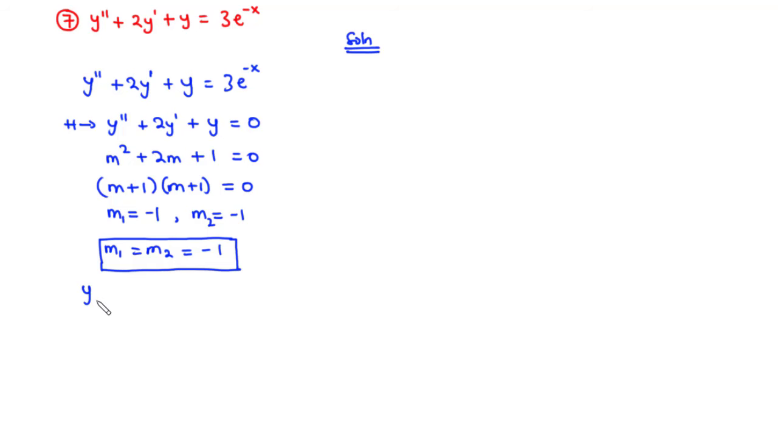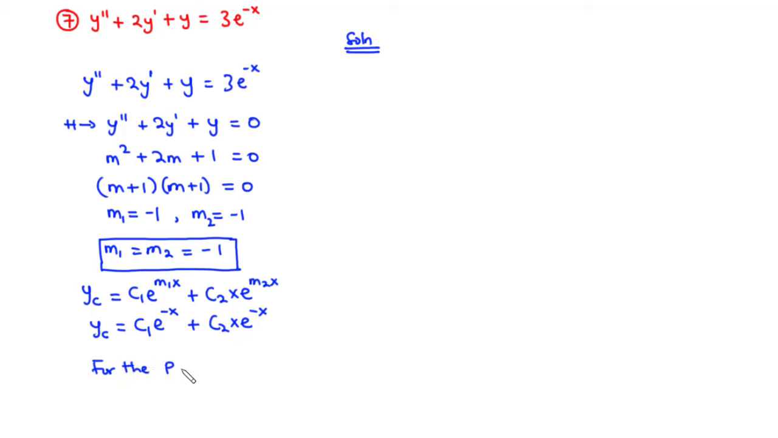Therefore, we have the complementary function, the general solution to the homogeneous differential equation, to be c1 e to the power m1x plus c2x e to the power m2x. So that is equal to c1 e to the power negative x plus c2x e to the power negative x. That is yc.